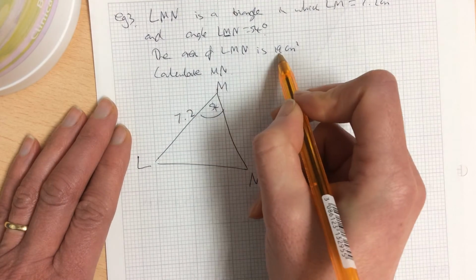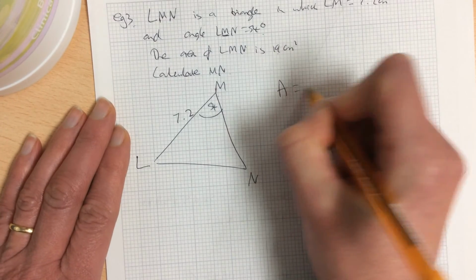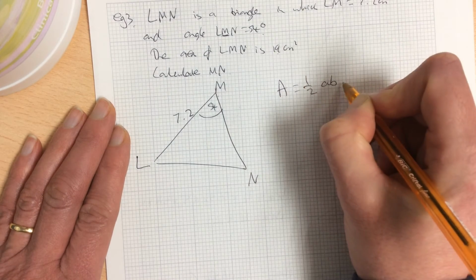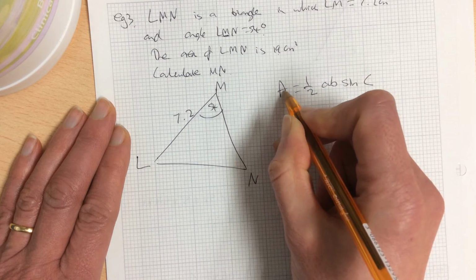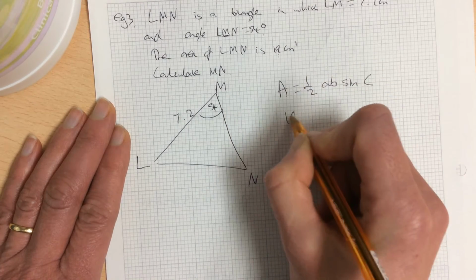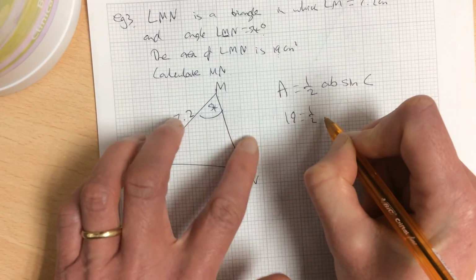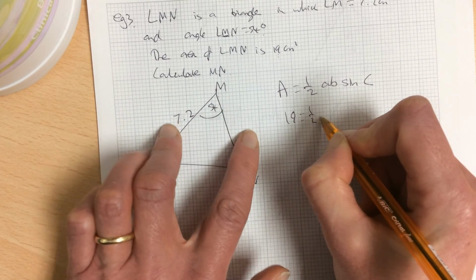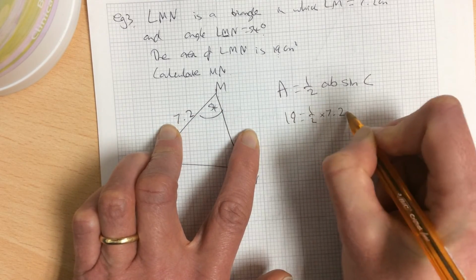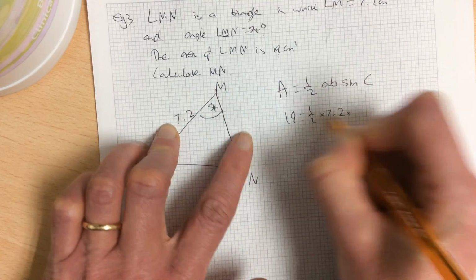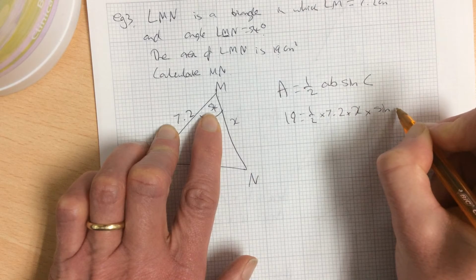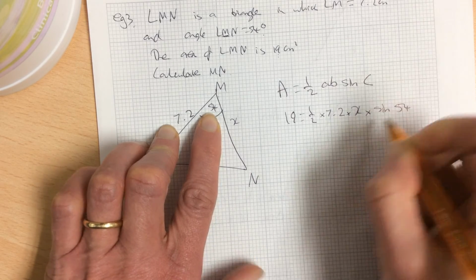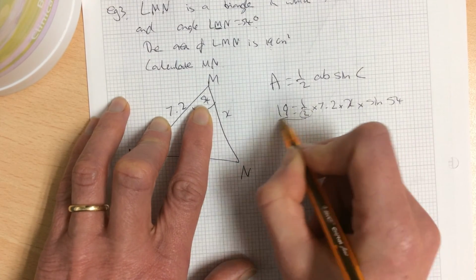Okay, I'm told the area. What was the area formula again? It was a half the two sides times sine the angle between them. So my area is 19. So 19 equals a half, and it'd be these two sides because that's the angle between them. So a half times 7.2 times MN, or just call it x, times sine 54. Rearrange this to get x on its own.